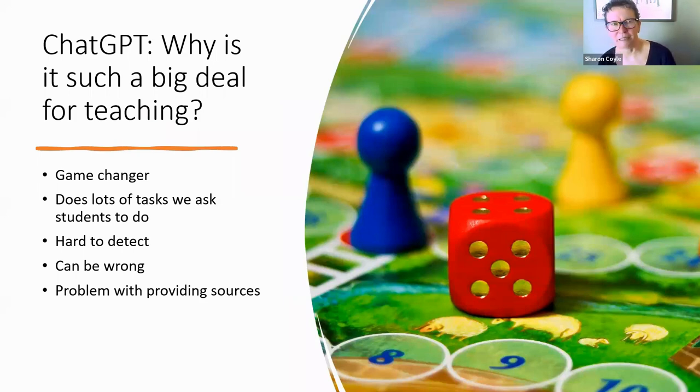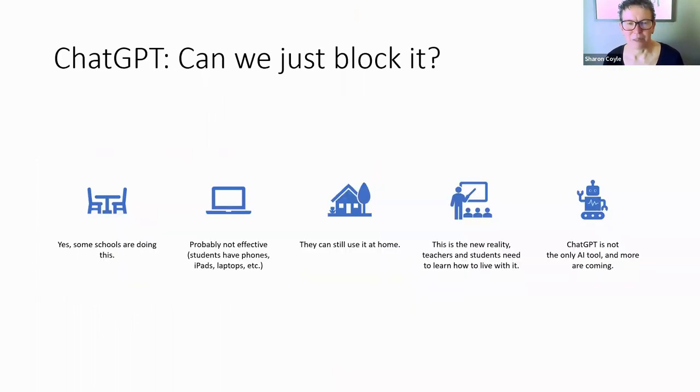Why is it such a big deal for teaching? It's a game changer. Lots of tasks that we ask students to do, ChatGPT can do them. And it's hard to detect. It's not something that you're going to be able to feed through, turn it in, and it's going to tell you that this part was taken, because it's regenerated each time. And I'll talk more about that later. It can be wrong, and I'll talk more about that later. And it also has a problem with providing sources. At first, we thought it couldn't provide sources at all. It can. It's just that it can also completely fabricate them. So it's not reliable that way. So can we just block it?